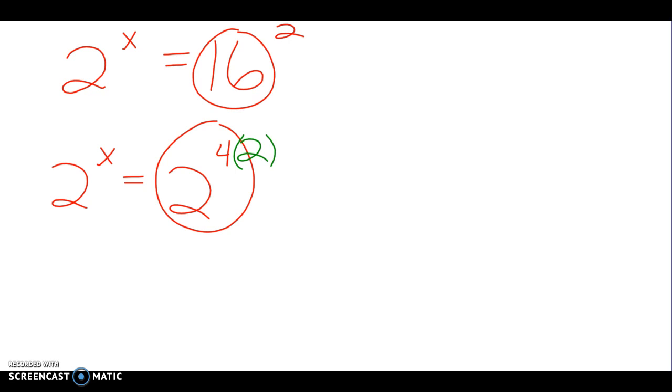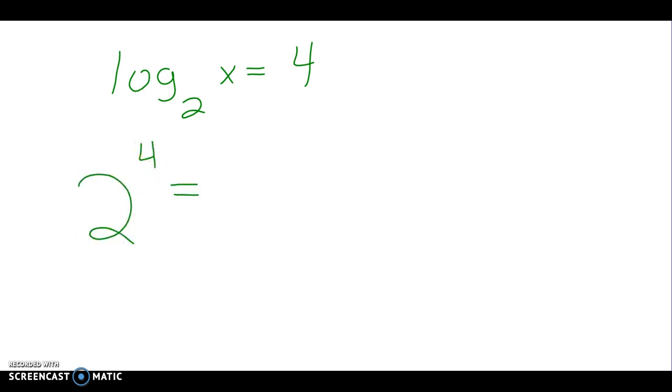8. Okay? Last class, actually the very first lesson, there was a log on one side. And if there's a log on one side, what did we do? Left, right, middle. 2 to the fourth power equals x, so therefore x is 16. That's what we just did, right?